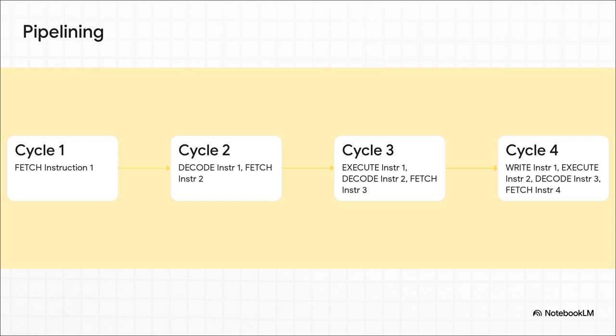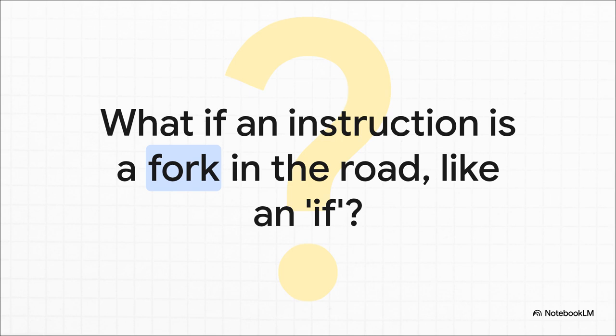While one instruction is executing, the next one in line is being decoded, and the one after that is being fetched. The goal? To have a completed instruction pop off the end of the line every single cycle. But assembly lines, they hate surprises. They need a predictable flow.